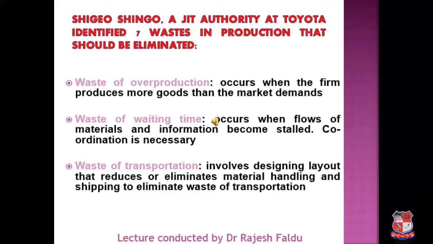The third type of waste is waste of transportation, which has to be eliminated if JIT has to work. This involves designing layout that reduces or eliminates material handling and shipping to eliminate waste of transportation. Layout has to be designed in such a way that minimum material handling equipment needs to be used in order to eliminate waste of transportation and reduce cost.